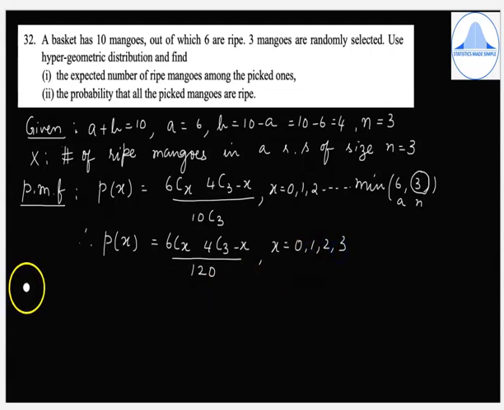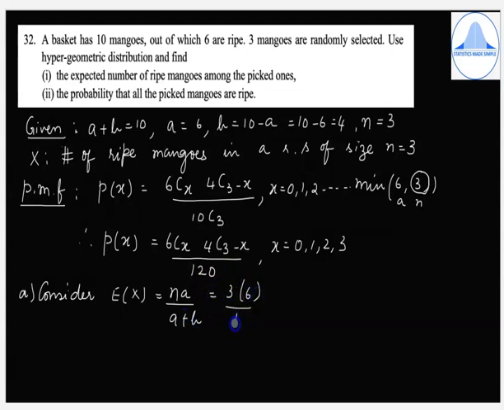Now starting with the first subdivision, they've asked us to find out the expected number of ripe mangoes among the picked ones. So it means that we have to find out expectation of X. The formula is NA divided by A plus B. So it is 3 into 6 divided by 10. That is 18 divided by 10 is 1.8.